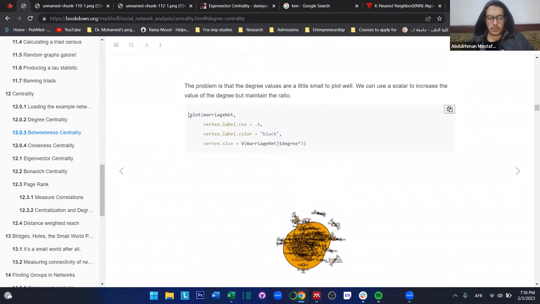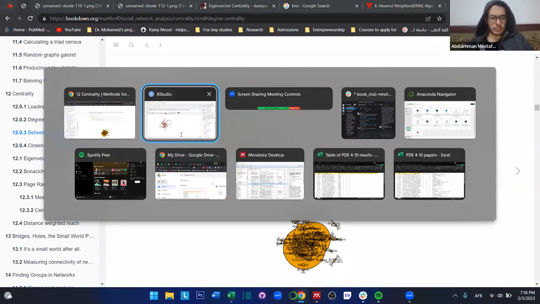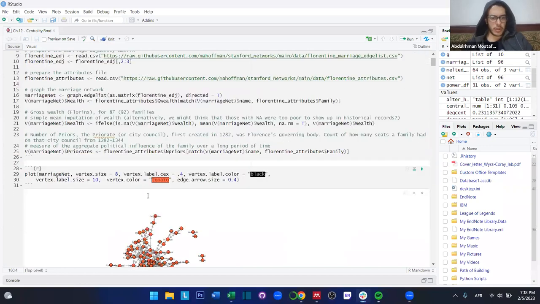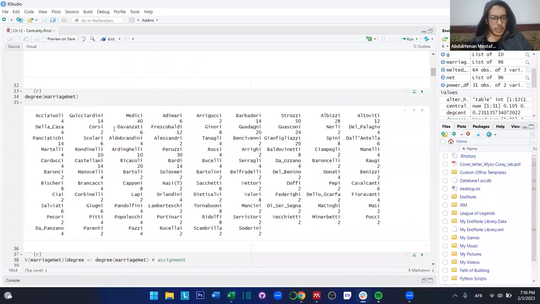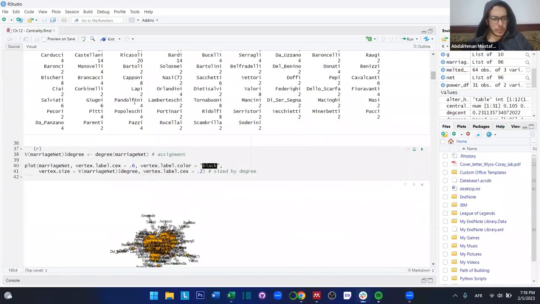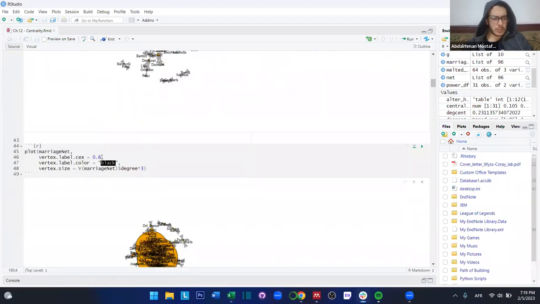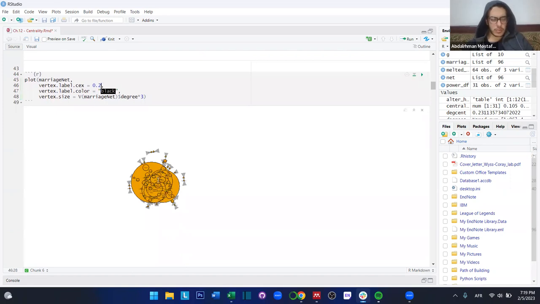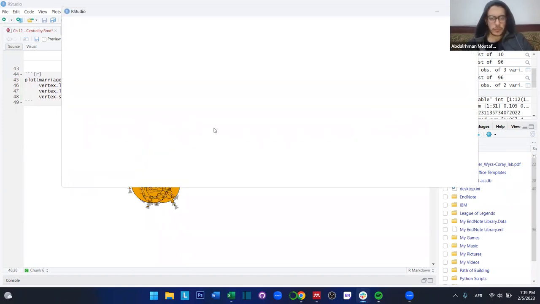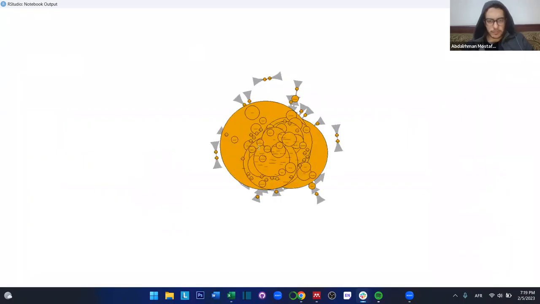And actually, we could experiment with this a little bit more. Where is the one? Yeah, that's one. We can decrease the label size to something like 0.2 and try to see how that looks. Yeah, not very helpful either. The text, unfortunately, is not very readable.